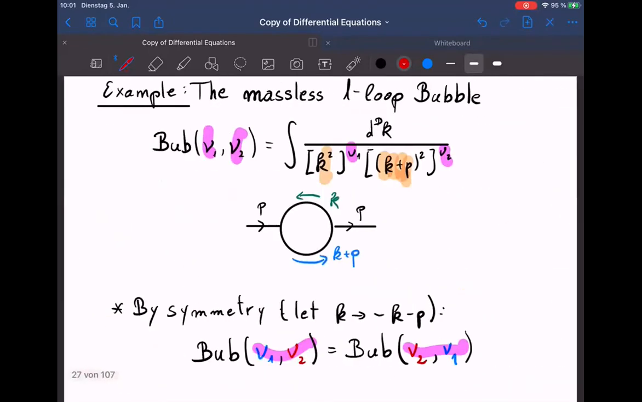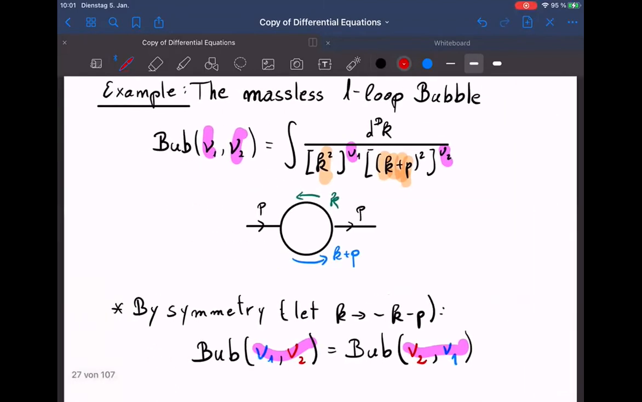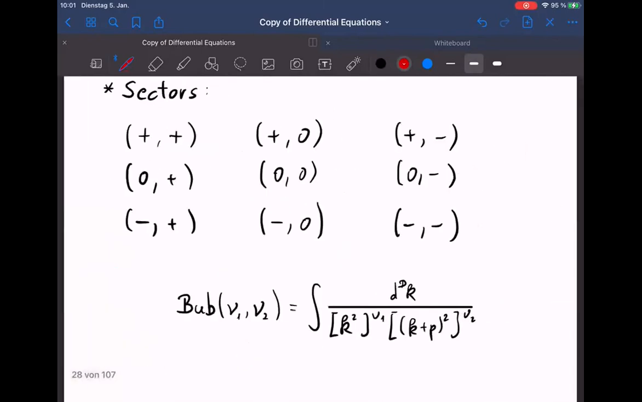Okay, so let's go back to our example, this bubble integral. And so what are the sectors? Well, the sectors are the regions where nu1 and nu2 are positive, negative, or 0. So I list them here, listed according to nu1 positive, nu2 positive, and so on.